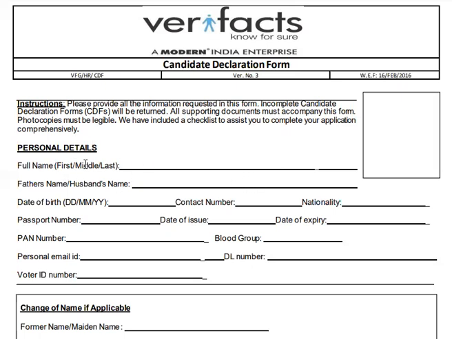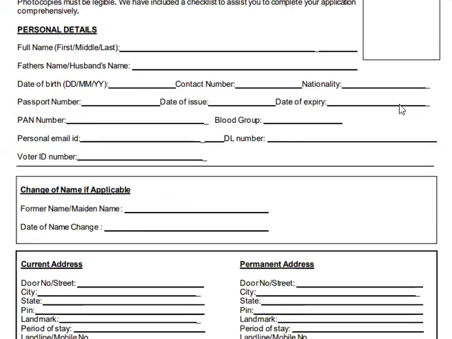So for personal details, you should fill in your name, everything. Driving license number and voter ID number, if you don't have them, you don't need to give them, but give the rest of everything. PAN is important, don't skip this here. This is optional: you can give a photograph or not, it is not at all mandatory. Next is change of name, if applicable, obviously. If not applicable, no need to write anything.